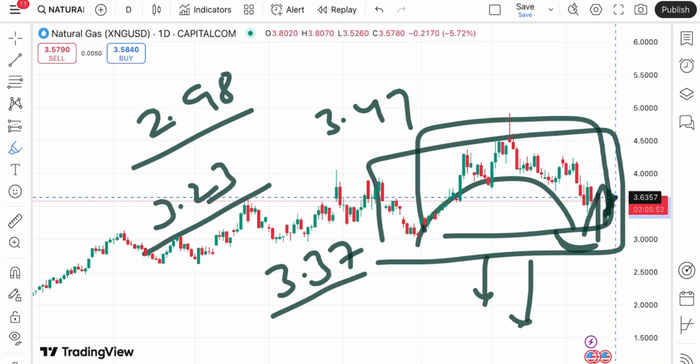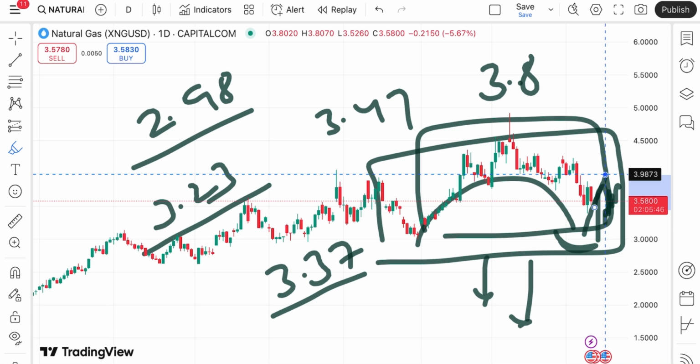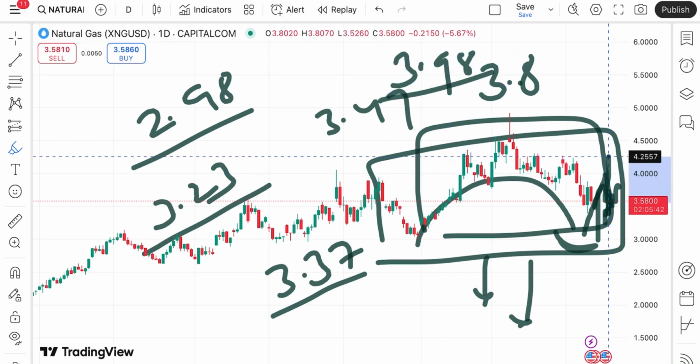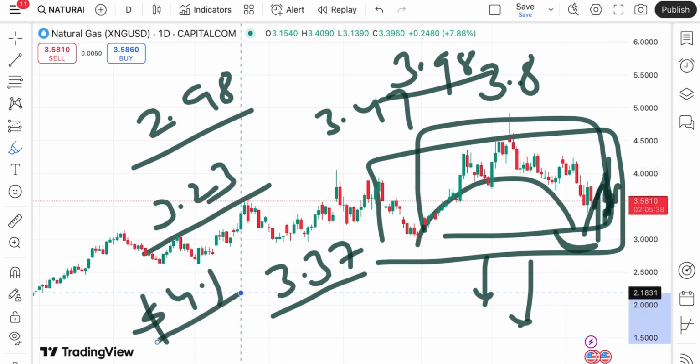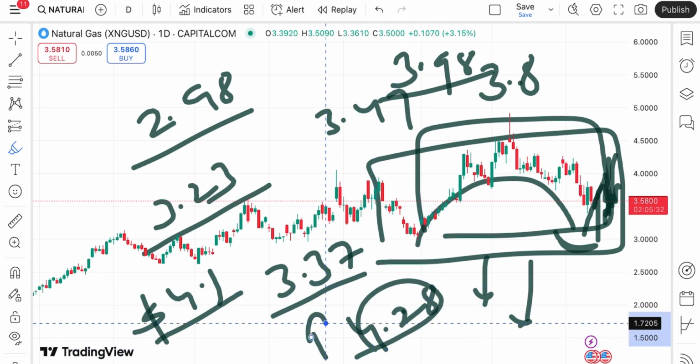But if the price sustains above this level, we will see it go further higher towards $3.8. If the price goes above this level, there is a chance of touching $3.98. If the price moves above that level, a chance of going towards 4.1 will be there, and if the price goes above that level, we can see a level of $4.28, and then a further upside will follow.